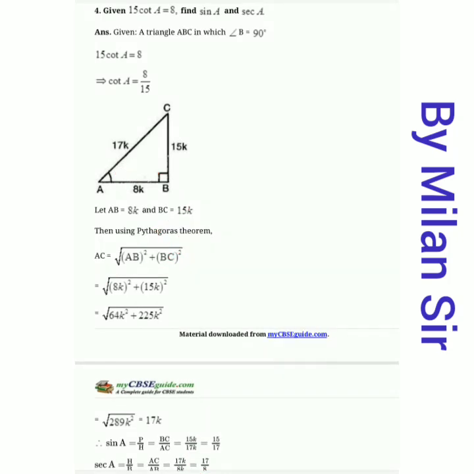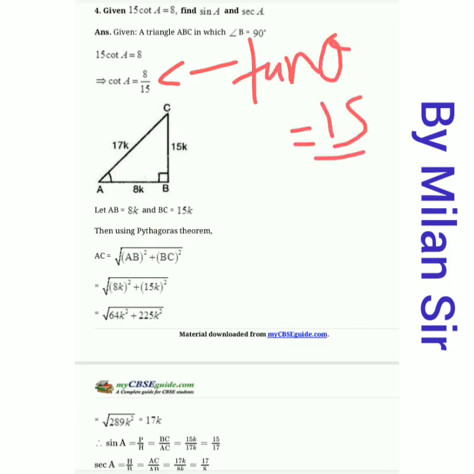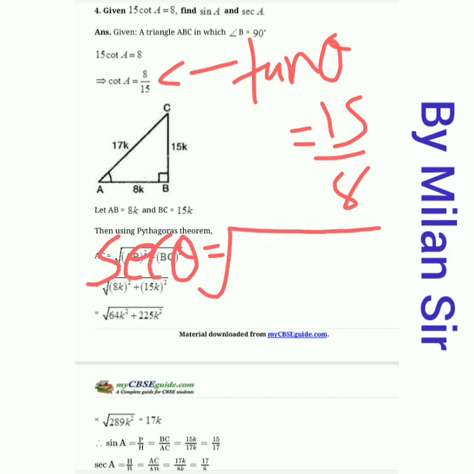Now second method. From cot theta we can find tan theta. It is the inverse of cot theta, so change the numerator and denominator, that means 15 by 8. And from tan theta you can find sec theta. We learned this formula: sec square theta is equal to 1 plus tan square theta, so sec theta is the square root of 1 plus tan square theta. We already learned this formula in our theory part.